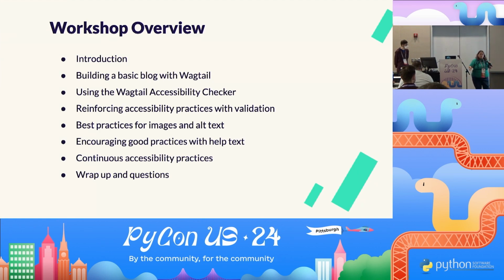So we want to walk you through how to use the accessibility checker that comes built into Wagtail. And also we're going to be walking through some different ways to reinforce accessibility practices using Wagtail. And also some best practices for images and alt text, help text, and then if we have some time at the end, we'll go through how to continuously evaluate your website and make sure that you continue your accessibility practices.